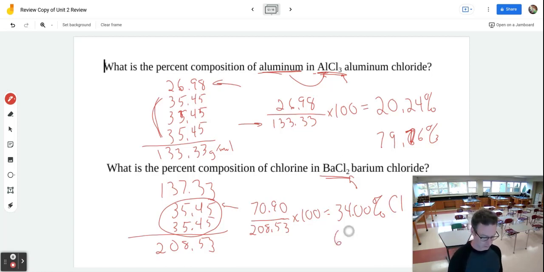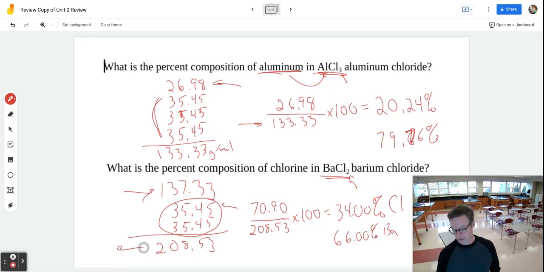If I wanted to know what the barium was, that's the rest of it. So in this case, that would be 66% barium. There's only two elements. They have to add up to 100%. So it makes that second step much easier. I could go through the calculation. I could do 137 divided by 208. It would come out to 66%.